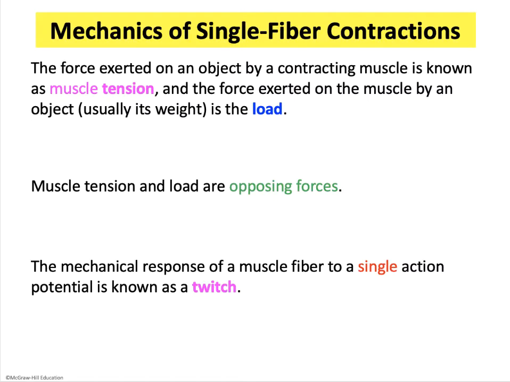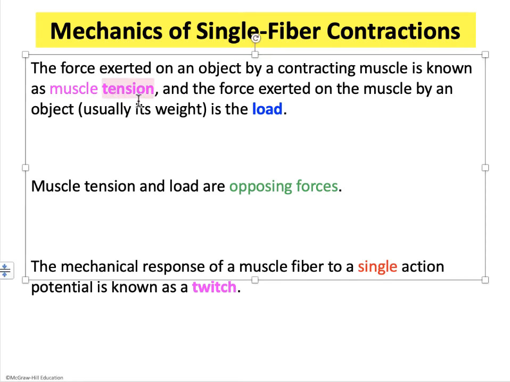Let's turn our focus now to the mechanics of muscle fiber contraction. The first thing to understand is the word tension. Tension is a force, a physical force exerted by tissue on its surroundings. And in the reciprocal sense, the load is the force exerted on the muscle by the object. Thus, these two forces, tension and load, are opposing forces. If one is larger than the other, then either something is moved or it's not moved.